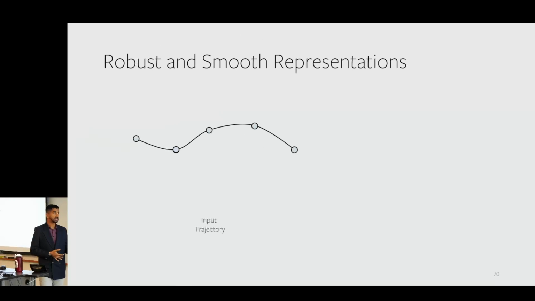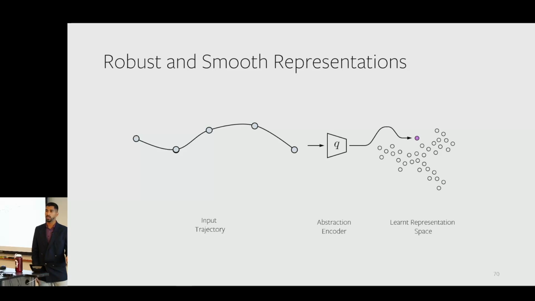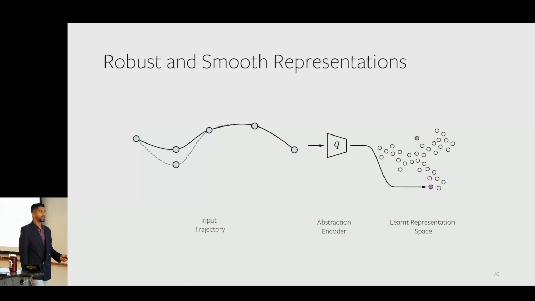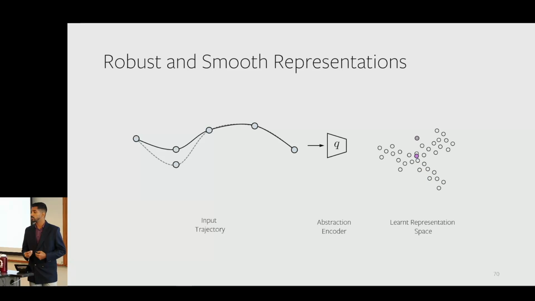So let's say we have a trajectory, and this trajectory gets encoded into this little purple dot in my representation space. Were I to perturb the trajectory, the encoding of this trajectory would change. Ideally, I'd only like for my trajectory's encoding to change by a little bit. What this does is it pushes similar trajectories into similar parts of the representation space, thereby facilitating accurate retrieval downstream.